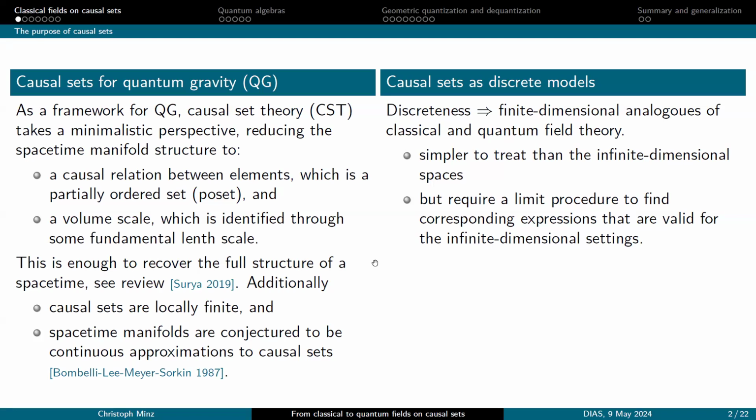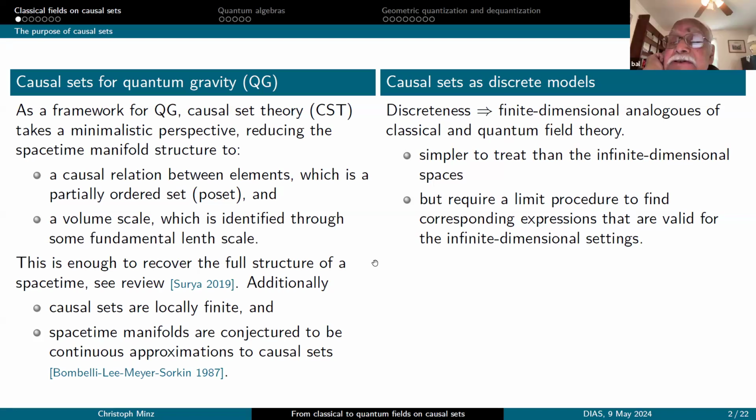So if you now put classical and quantum fields on a causal set, then you get finite dimensional models for your quantum theory or for your classical theory. And those models are usually much easier to deal with than the infinite dimensional models that you usually have in quantum field theory.